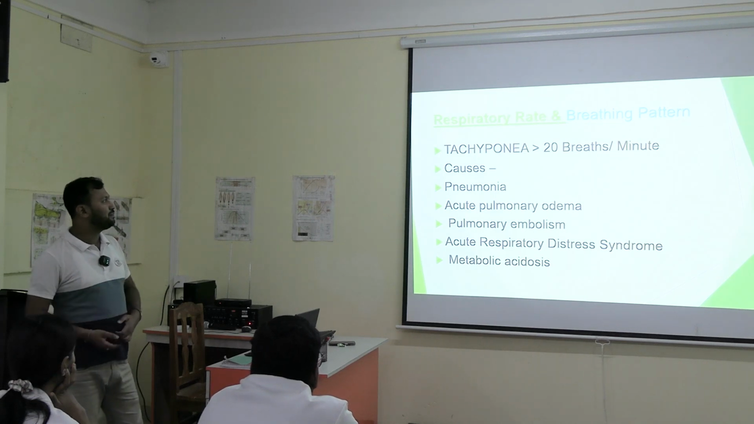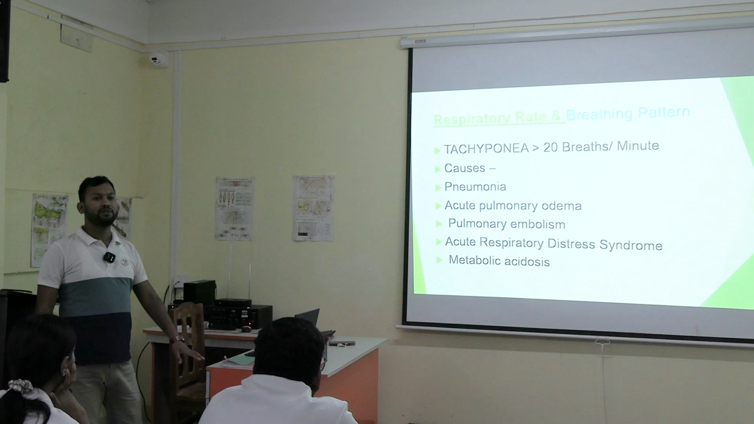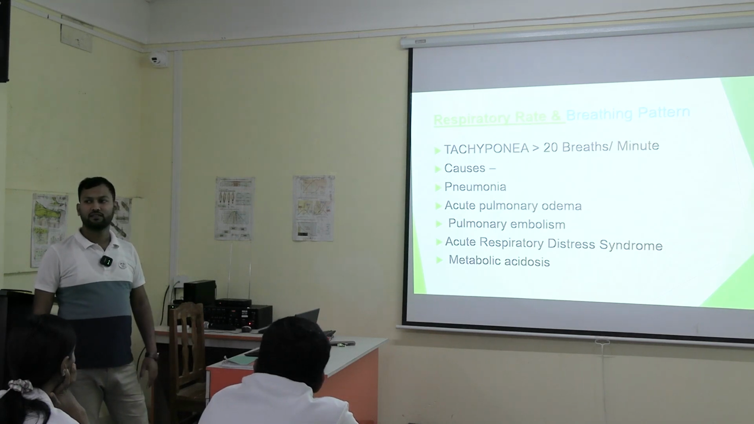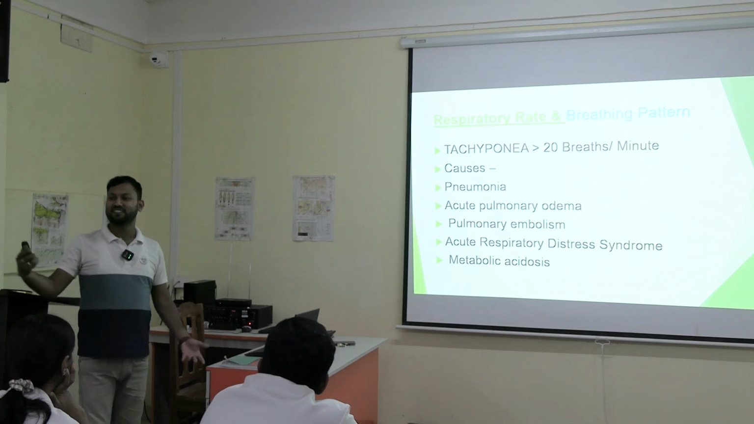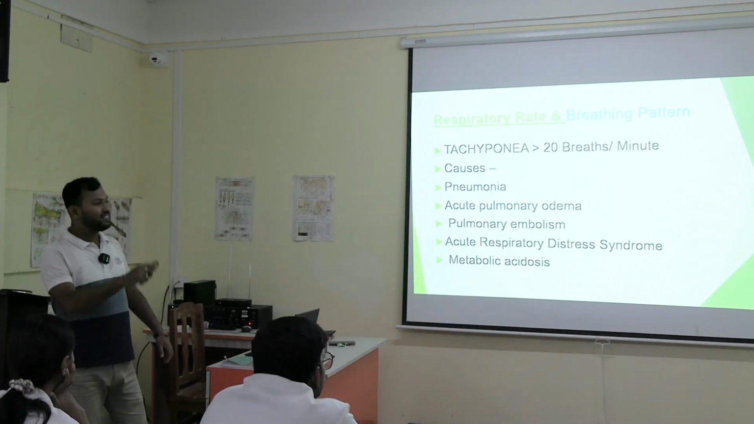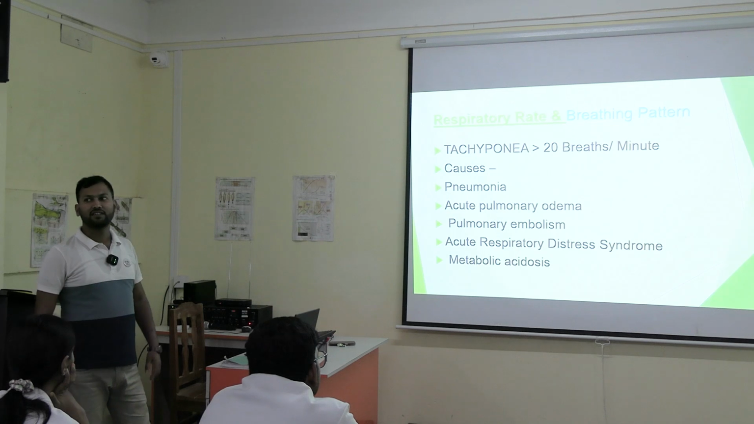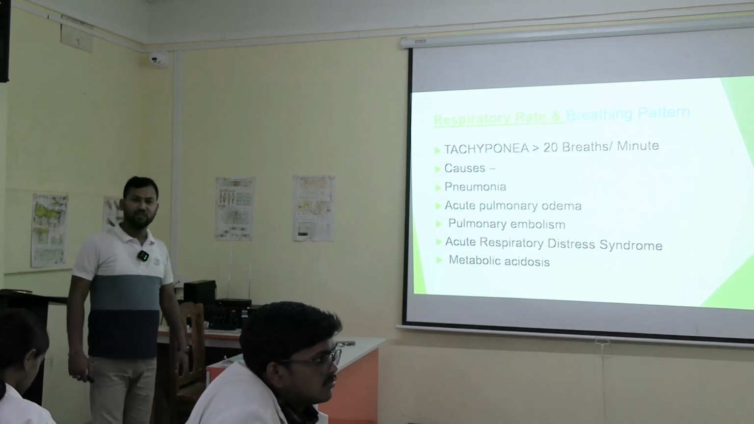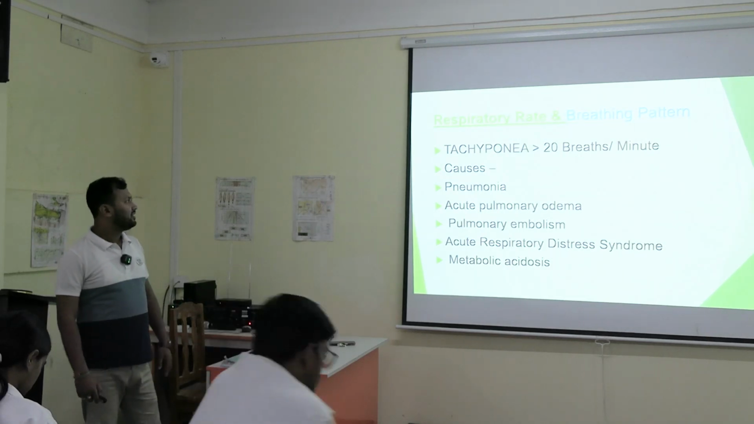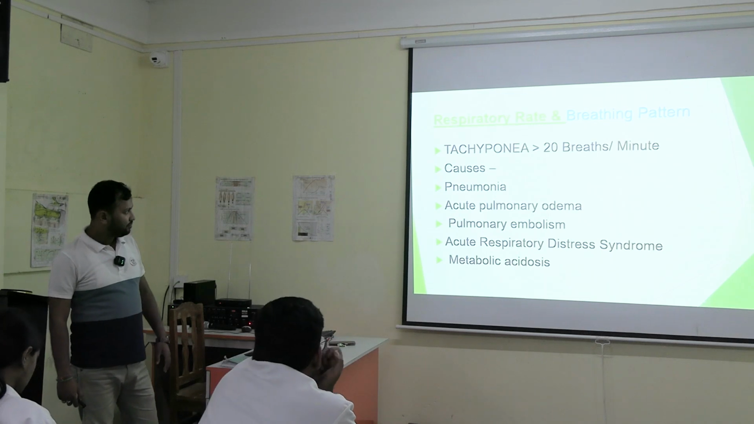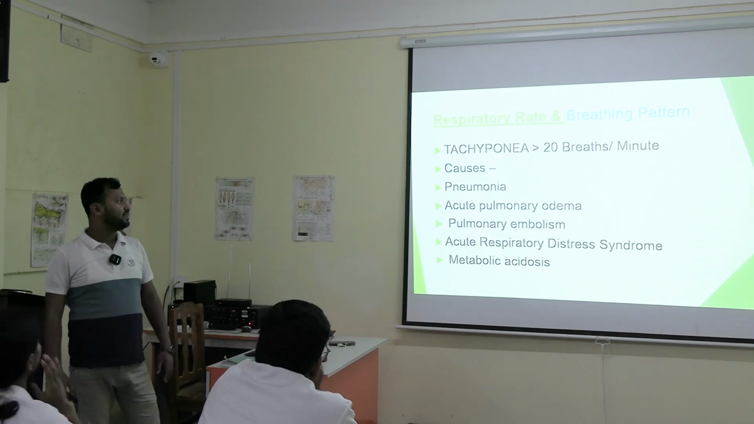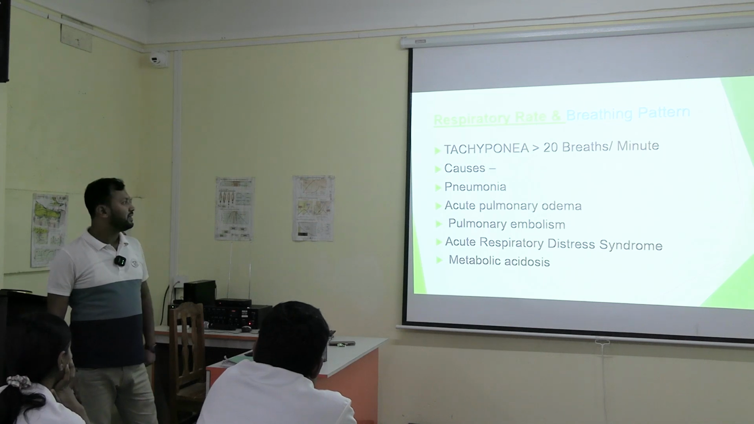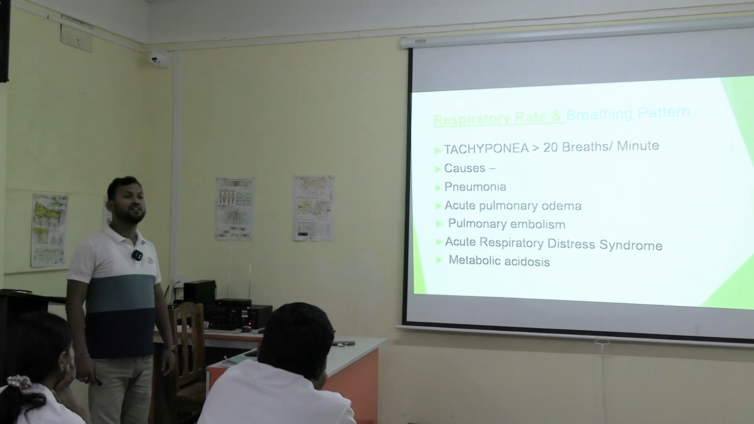Then respiratory rate and breathing pattern. Tachypnea. What is the normal breathing rate? Someone is telling 70 to 80, someone is telling 12 to 16, 19. Around 12 to 16 you can take as normal breathing rate. So if it is more than 20 breaths per minute, we will call it tachypnea. The causes will be pneumonia, then acute pulmonary edema, pulmonary embolism, acute respiratory distress syndrome.